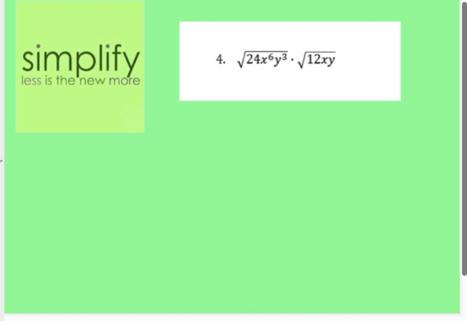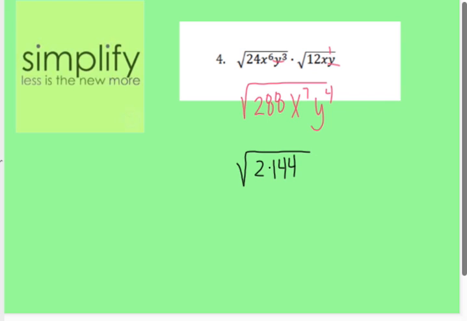Example 4. We have these two. I'm going to go ahead and multiply what we have together. Okay, so 24 times 12 is 288. X to the 6th times x to the 1st, well, you add those exponents, so I have x to the 7th. Then I have y to the 3rd times y to the 1st, so that gives me y to the 4th. So now I break it down again. I would think, what perfect square is in there? 2 times 144.